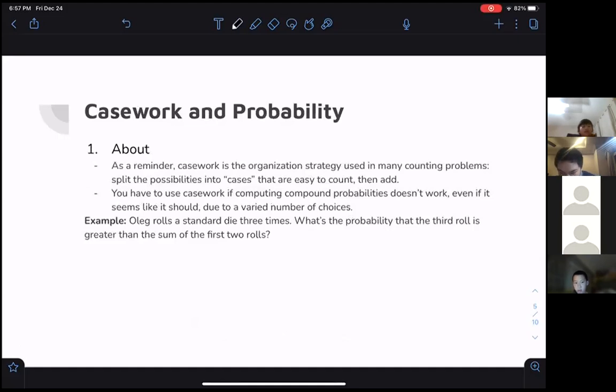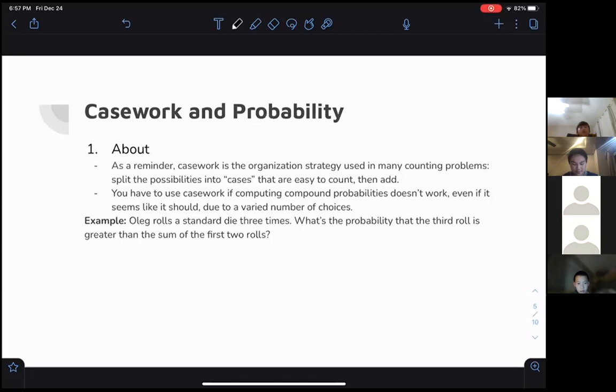So next we have casework and probability stuff. As a reminder, casework is an organization strategy used in many counting problems. Split the possibilities into cases that are easy to count and then add them. You have to use casework if computing compound probability doesn't work, even if it seems like it should, due to a different number of choices depending on, sometimes, the order in which you pick things can influence what happens, unlike what we've been seeing in most of these problems so far, and other factors as well.